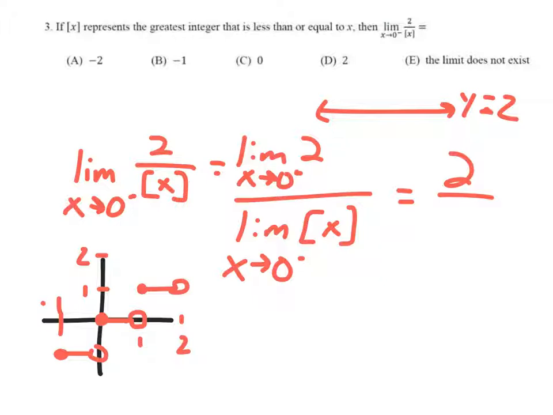So if I look at this, as I approach 0 from the left, so here's 0 from the left, as I do that, this y value down here is a -1. So that means that the denominator is approaching -1. 2 over -1 is -2. Therefore, this is answer A.